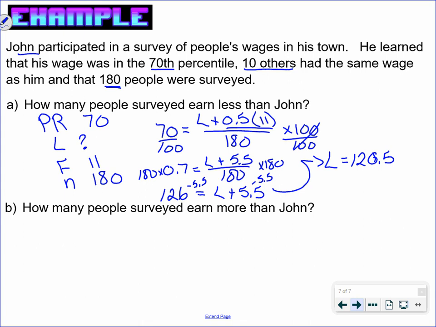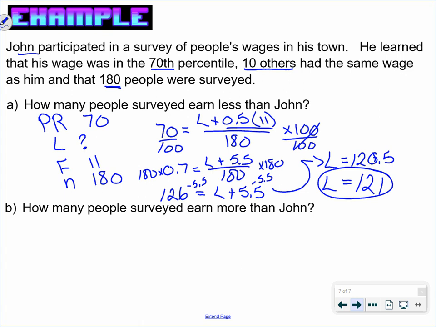But we can't have 120.5. We can't have half of a person. So we'll round this up to 121 people. So 121 people earn less than John does.